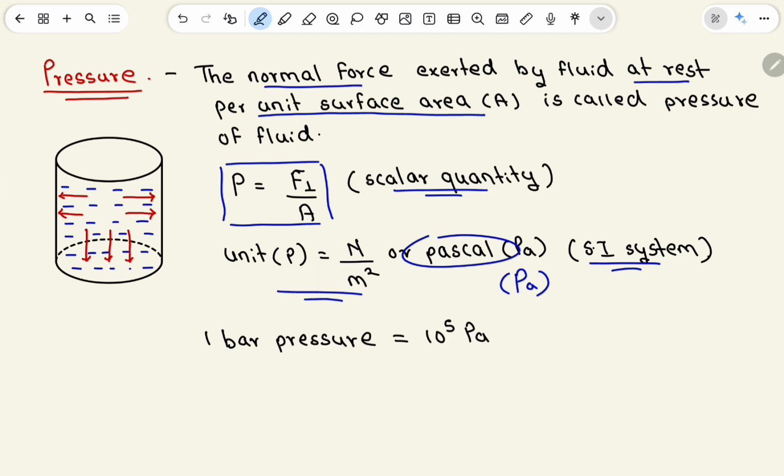There is another unit also that we use to measure huge values of pressure, and it is called bar. So 1 bar of pressure is nothing but 10 to power 5 Pascal. So that's all about pressure. The only thing that you need to remember is this formula. Pressure is perpendicular force over area, and its SI unit is Pascal. And there is one more unit called bar, where 1 bar of pressure is nothing but 10 to power 5 pascals.